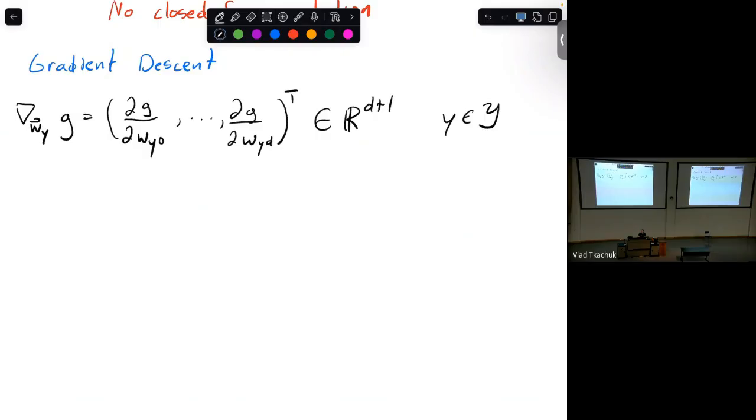And then the way gradient descent works is now you're going to take gradient steps for each class y of our weights. And so the weight vector at step t plus 1 is going to be equal to the weight vector at step t minus the step size at step t times the gradient, which we just calculated, of wy vector of g.